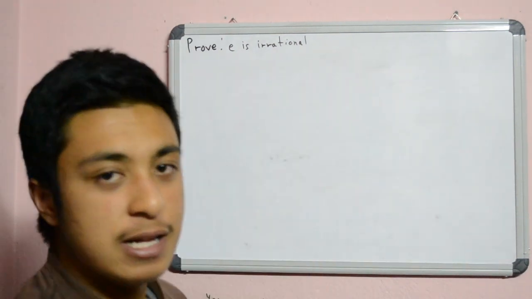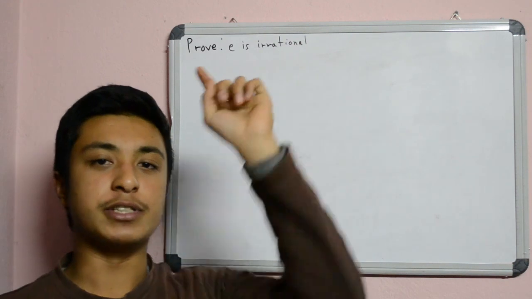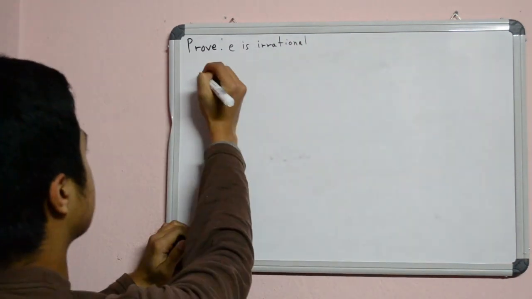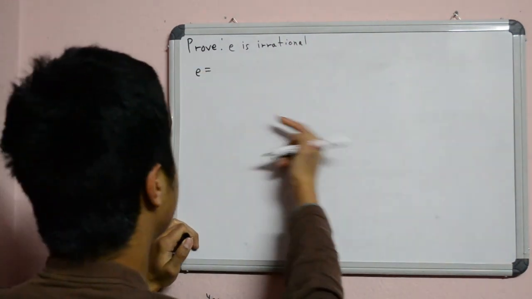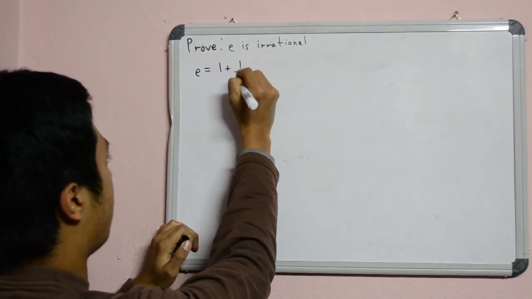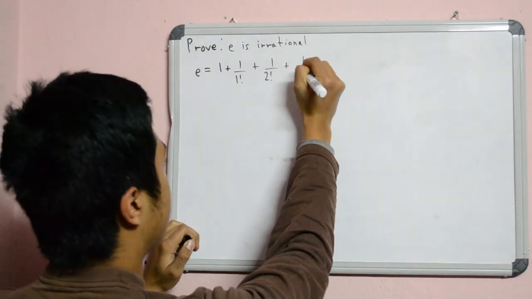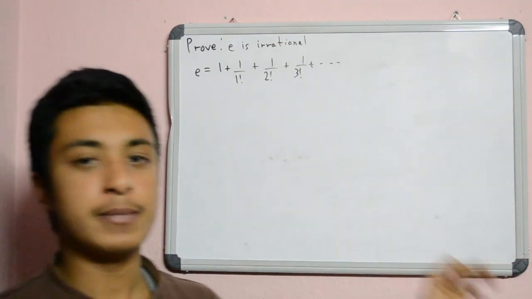Now, the hint said to contradict. So we need to use the expansion of e. We know that e equals 1 plus 1 by 1 factorial plus 1 by 2 factorial plus 1 by 3 factorial and so on till infinity.